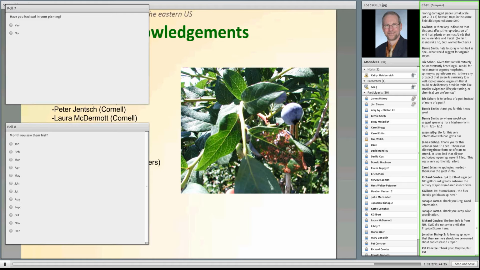Gilbert says, is there any indication that this pest affects the reproduction of wild host plants or animal birds that eat vulnerable wild fruits? So far, it sounds like no, but I wanted to check. Yeah, so in terms of affecting their reproductive success, no evidence that I know of that the fruit is damaged to the extent that not enough viable seeds are produced, etc. I suppose that's a risk, although I agree, I doubt that's going to be a huge problem.